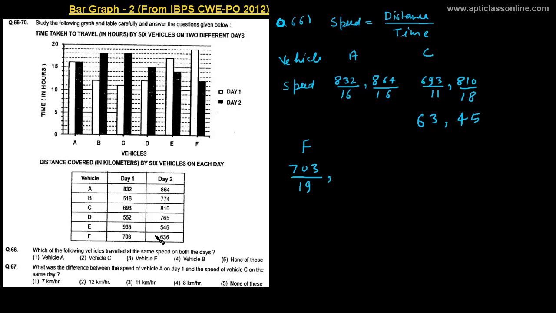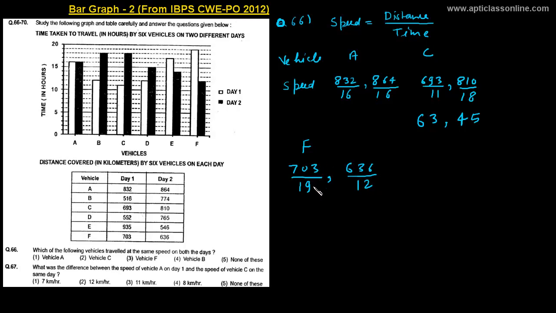Second day it travels 636, and the time taken here is 12. Now again, if we look at the distance traveled by F on day 1 and day 2, there is not much difference. It is 636, obviously it is more, 703.